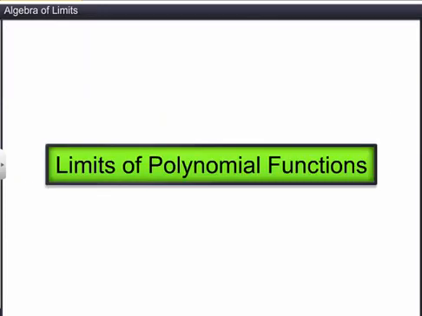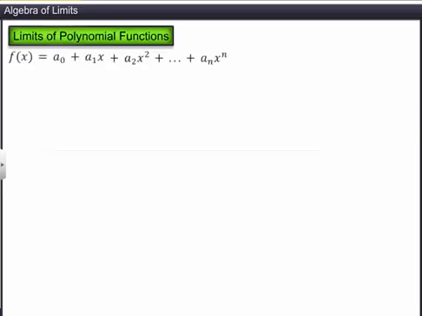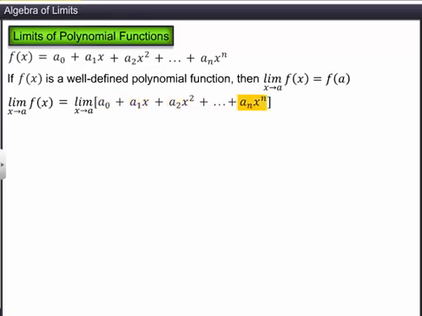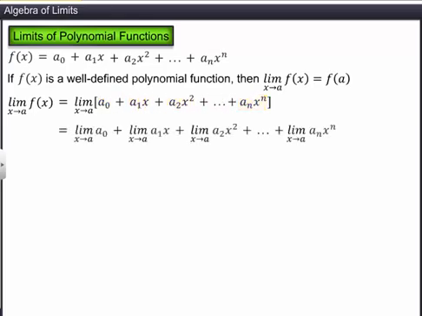Based on the theorems that we have discussed, we will see how we can find the limits of the polynomial functions. A polynomial function is defined as shown. If f of x is a well-defined function, then limit x tends to a, f of x is equal to f of a. Let's substitute the polynomial in place of f of x. We can assume that each term in the polynomial is a function. Therefore, right-hand side can be written as shown.